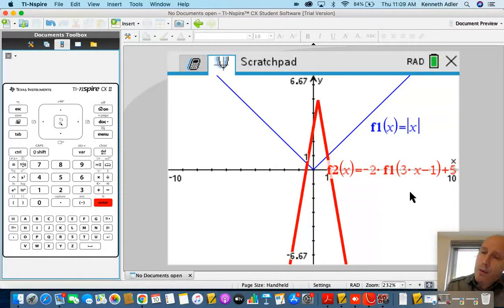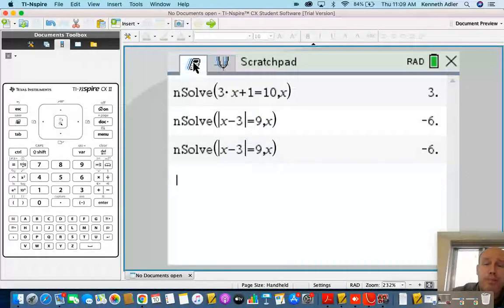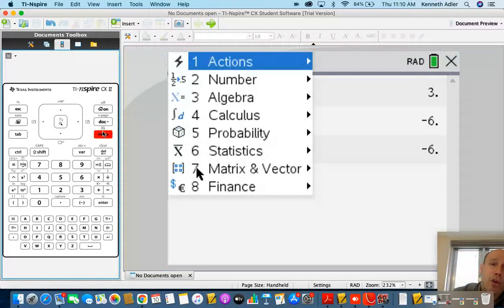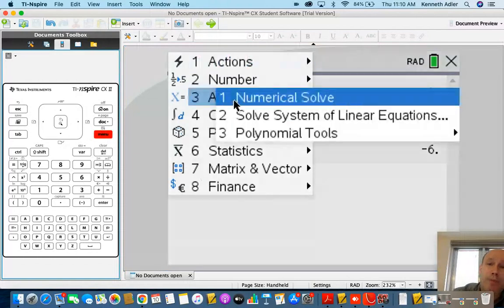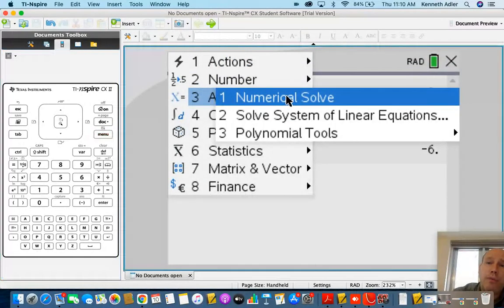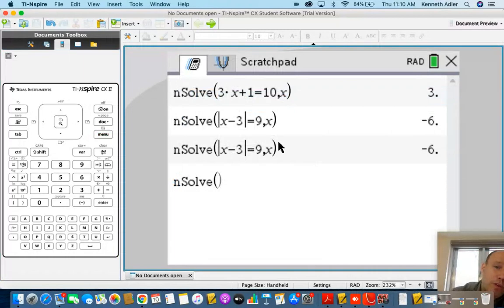The next thing we want to talk about is solving absolute value equations, which I believe you did in Algebra 2, but we're going to do it on the graphing calculator. The first problem I encountered was when I tried to do this on the calculator part. You can see that I use nsolve. I went to Menu, Algebra, Numerical Solve, and I plugged the equation in.